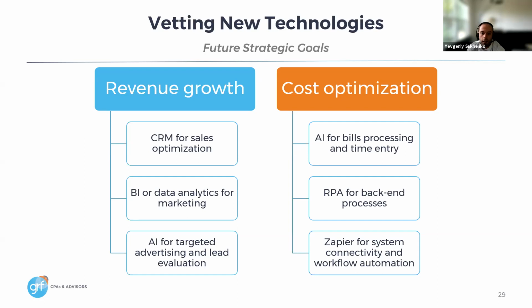And then on the cost side, Hannah had already spoken to a lot of these. Artificial intelligence for bills processing, time entry, expense report processing, all of that. It does it much faster. It's getting to the point where it does it much more accurately. And again, it never gets tired.